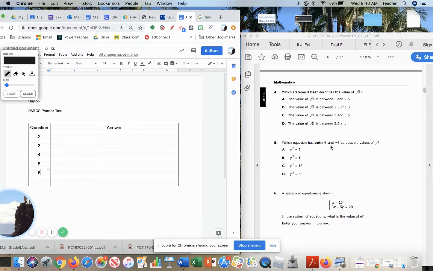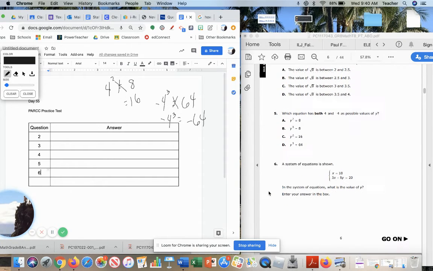All right, number 5. Which equation has both 4 and negative 4 as possible values of y? So this says y squared equals 8. So does 4 squared equal 8? No, it doesn't. 4 squared equals 16, right? And negative 4 squared equals 16, okay? What about this one? Cubed. Does negative 4 cubed equal 64? No. Negative 4 cubed equals negative 64. Okay, so the answer there, I kind of just gave it to you.